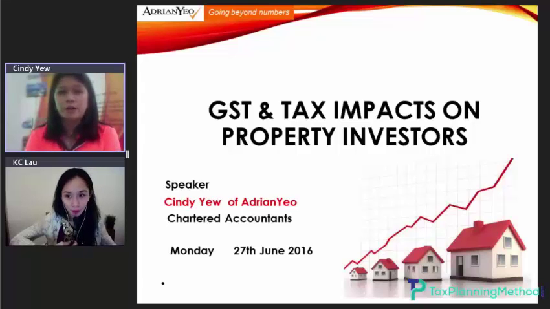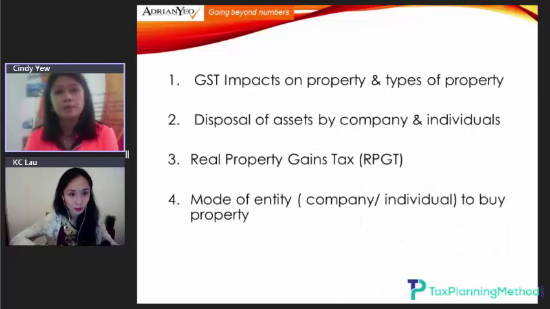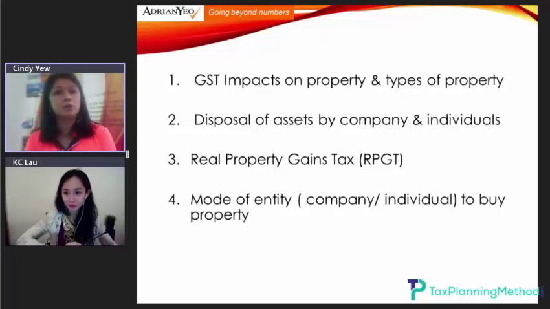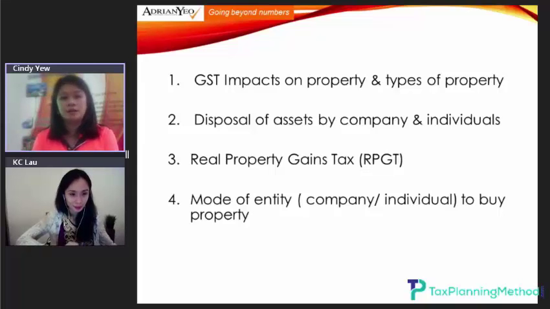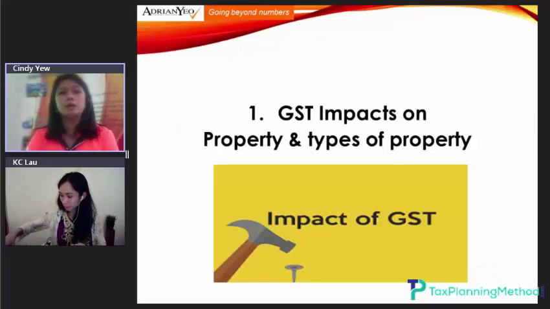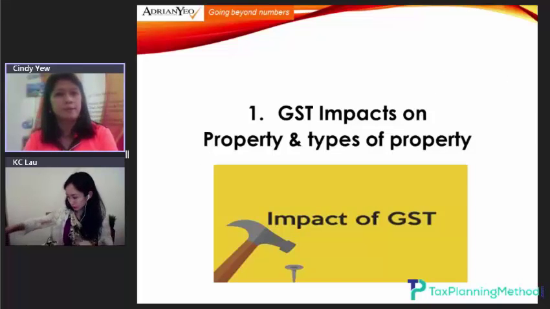Today, I'm going to present the GST and tax impacts on the property investor. So today, I will cover 4 topics: the GST impacts on the property and types of property, the disposal of the assets by the company or the individuals, the real property gain tax, RPGT, and lastly the mode of entity, whether it's by company or individual to buy the property.